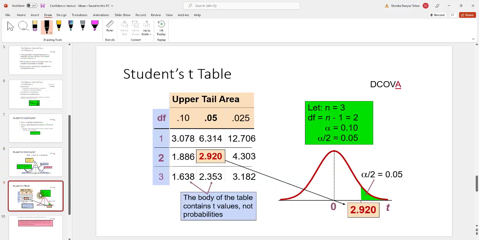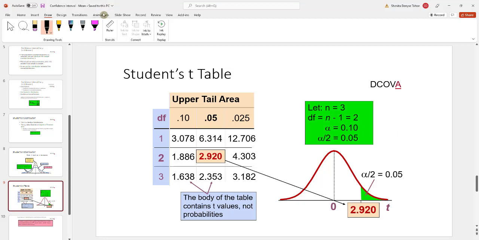You actually have a student's t table in your textbook, and I'm going to show you how to read it. I just took a snippet here, but I'll show you the table in your ebook. Let's say we have a sample size of n equal to 3. That means our degrees of freedom will be n minus 1, which is 2. And let's say we're forming a 90% confidence interval. Since this is a 90% confidence interval, alpha is equal to 0.1.